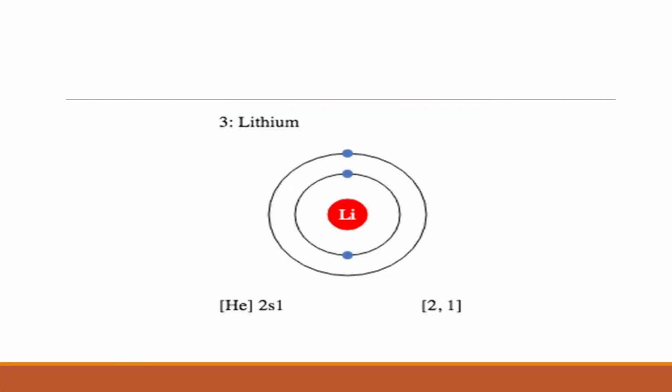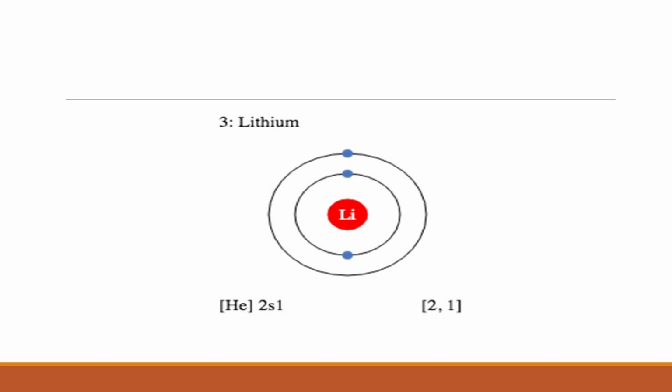What's the next element? Lithium. Its atomic number is 3. So what is its electronic configuration? 2, 1. In the first shell, it can accommodate only 2 electrons, so the remaining 1 electron will move on to the second shell. So the valence electron and the valency is 1 here.